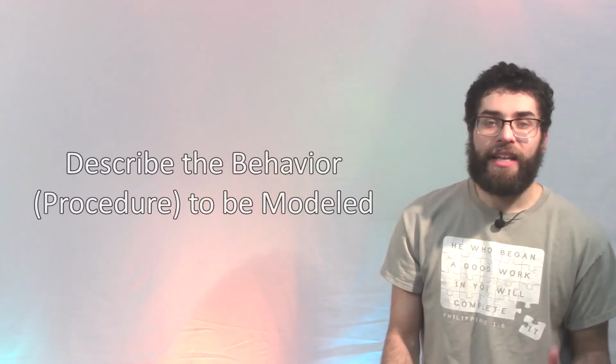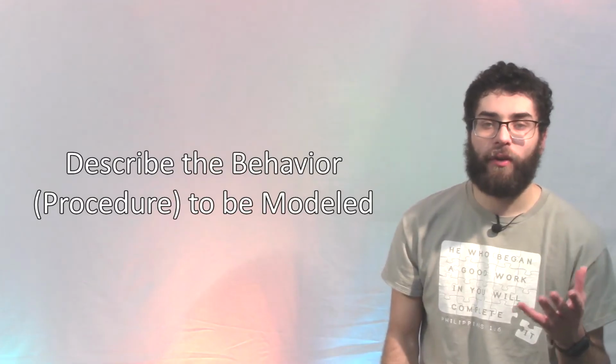The first step is to describe the behavior or the procedure to be modeled. We are going to use the example of teaching a quiet signal. A quiet signal is used to gain the children's attention. Examples could be the rhythm clap. Clap once if you can hear me, clap twice if you can hear me, etc. Or raise your hand if you're not talking. There are a lot of quiet signals out there. Some more are listed in your notes.